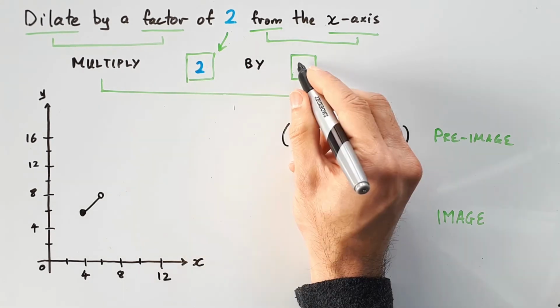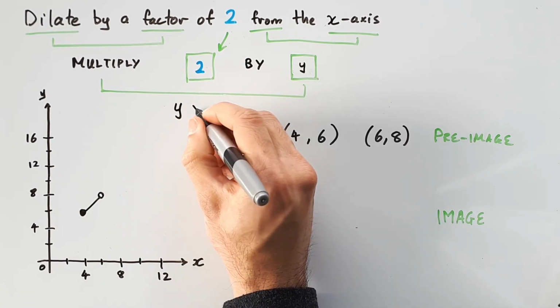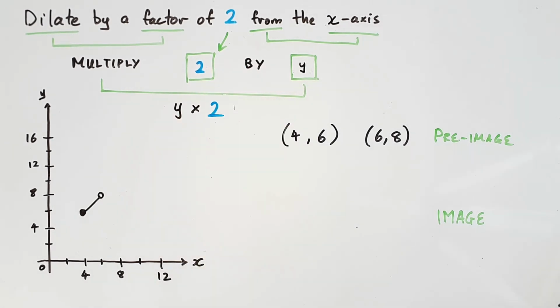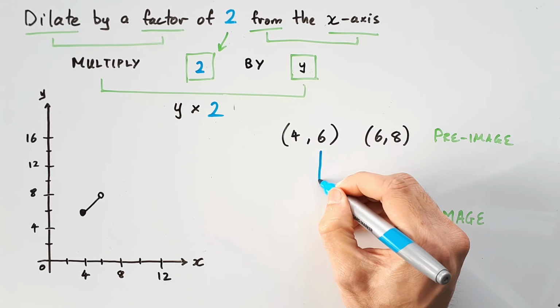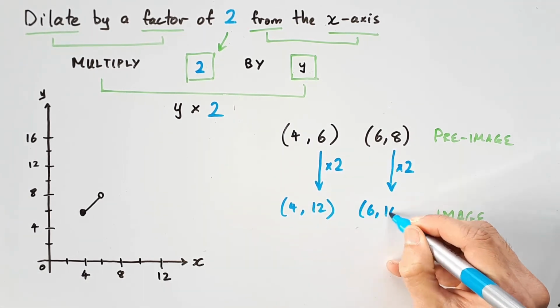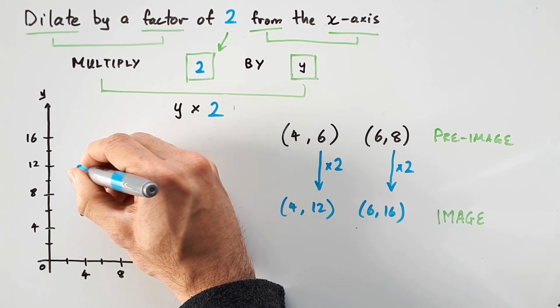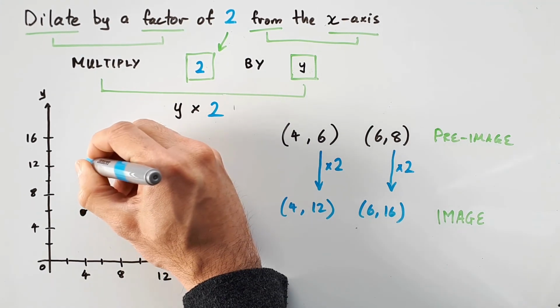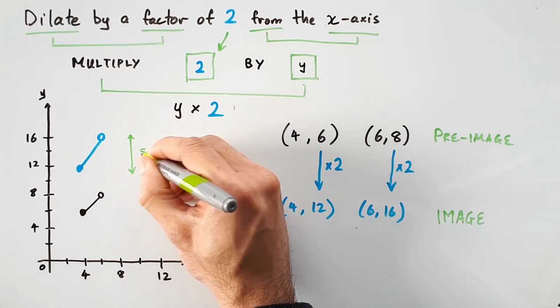Breaking this down shows we're going to multiply the y values by 2. Using the same pre-image points and line, we multiply each y value by 2, giving us the image points (4, 12) and (6, 16). Plot this out, and we see the image line stretch upwards.